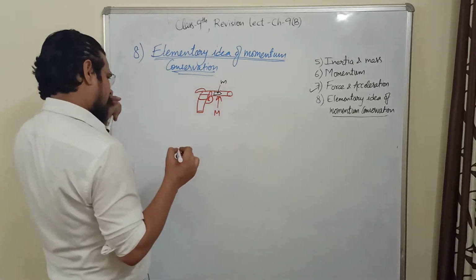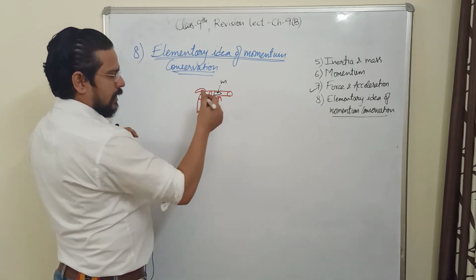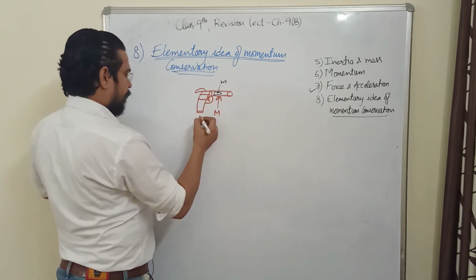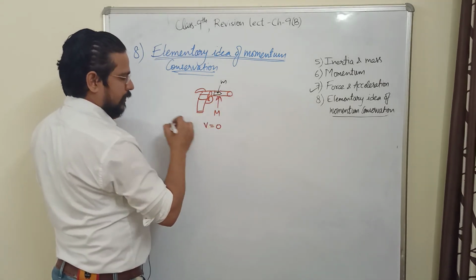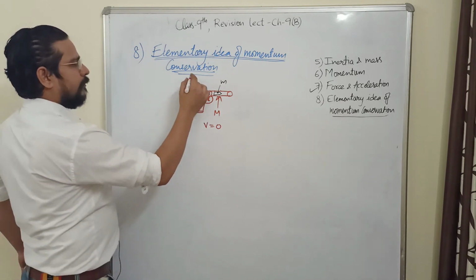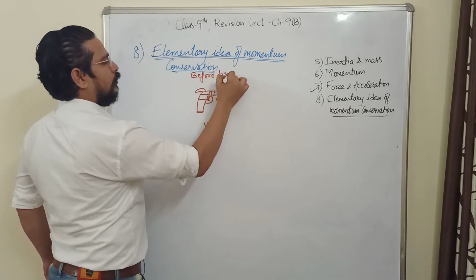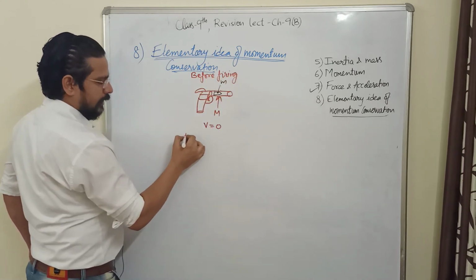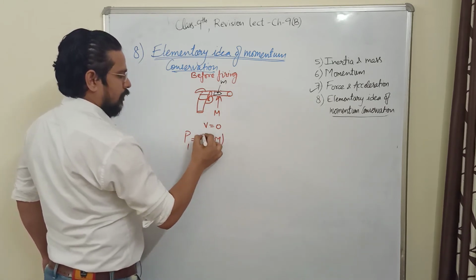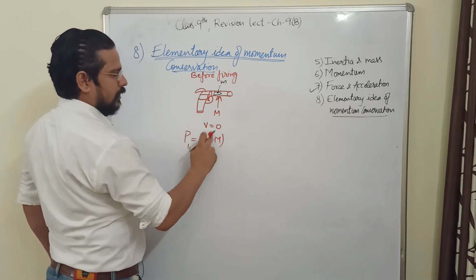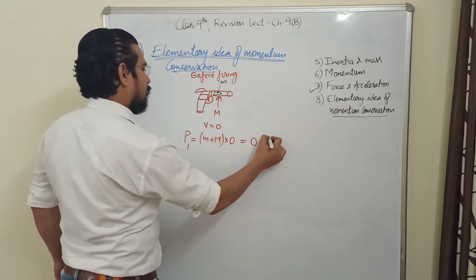Please pay attention, observe carefully. Let us say both the gun and the bullet are initially at rest, so the velocity of this system is 0. So what is the momentum before firing? Before firing, let us say momentum is p1, and that is equal to (m plus M), the system of bullet plus gun, into 0 velocity, so momentum is equal to 0. This is our first equation.